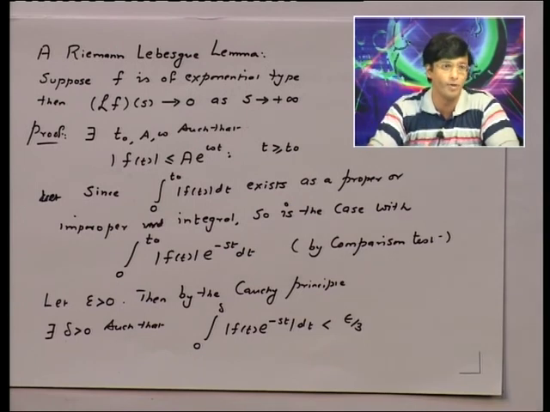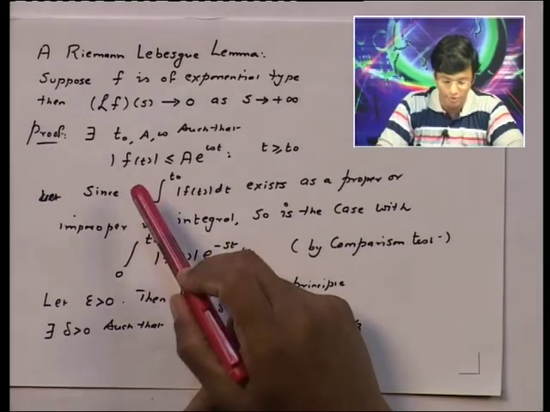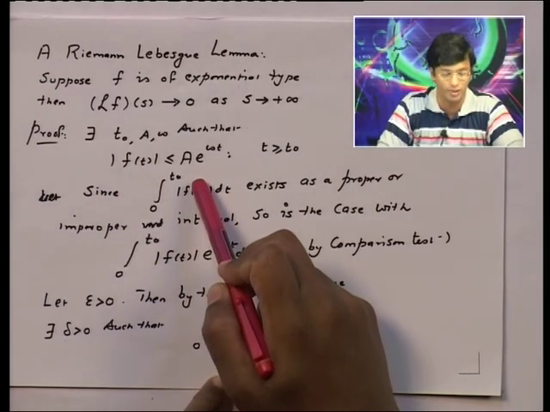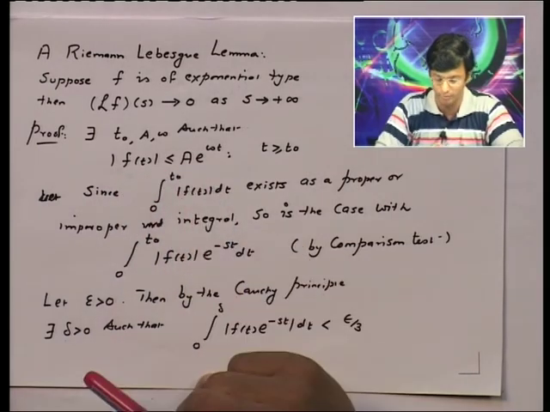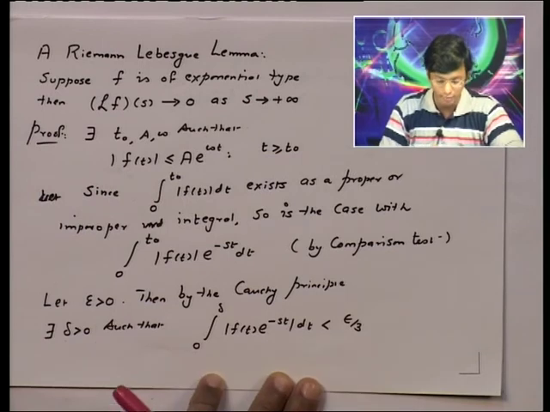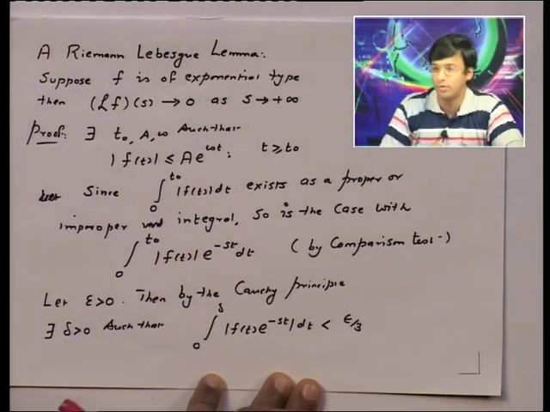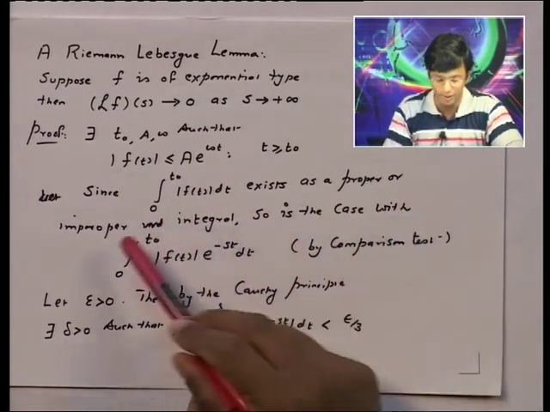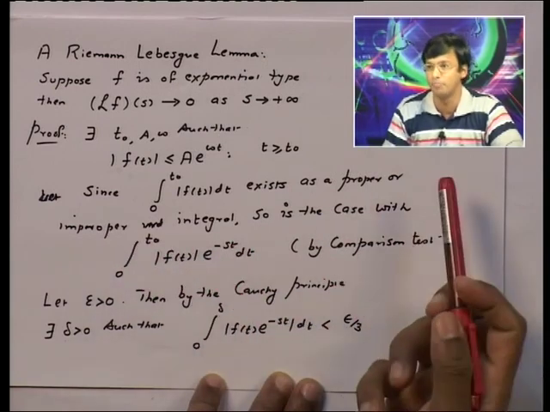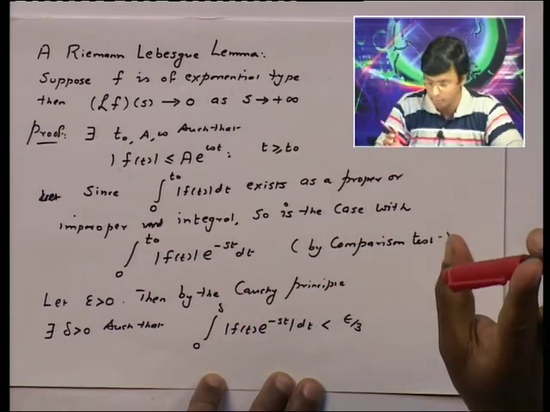How do you prove such a theorem? First of all, you have to apply the definition of exponential type. You get an inequality. And then the integral from 0 to t naught is a proper Riemann integral or an improper integral. But if it is an improper integral, it is converging absolutely. Correct?